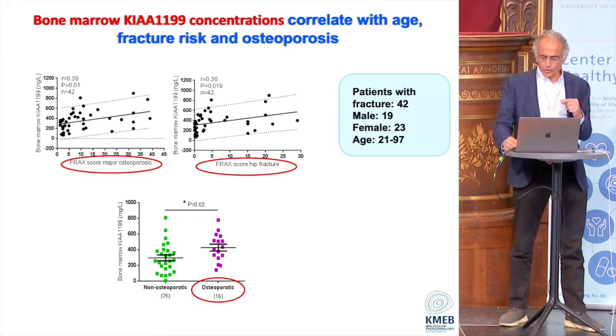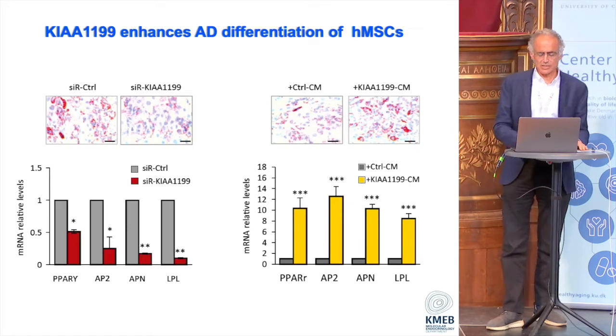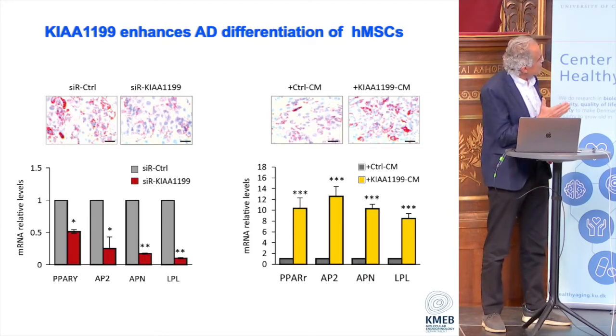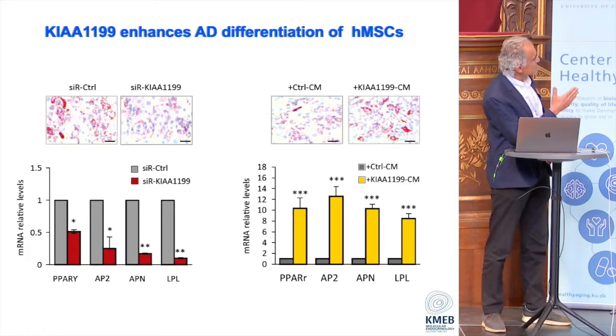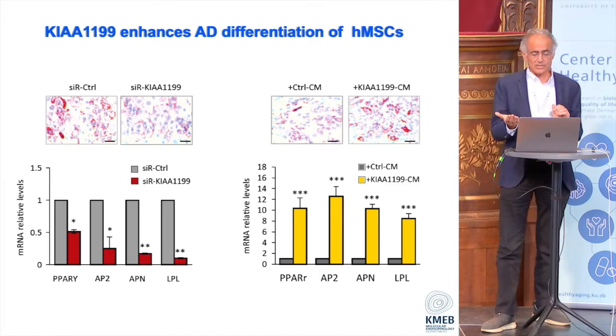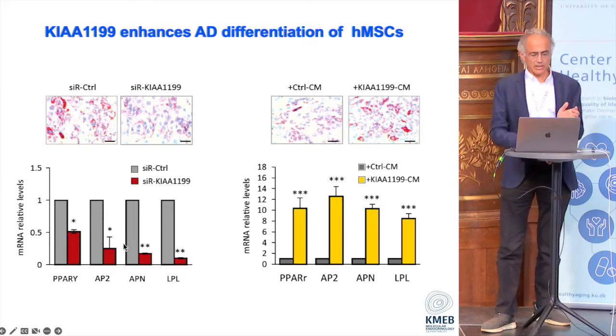So we move from there to try to understand what the role of this factor is at the tissue level in vivo, and also we performed some mechanistic studies. Here, on your right-hand side, is an overexpression study in mesenchymal stem cells. The cells are overexpressing KIAA1199, and as you can see in the graph, all these markers are related to adipogenesis. So this marker enhances adipogenesis in vitro, and when we knocked it down by siRNA, it inhibits adipogenesis.